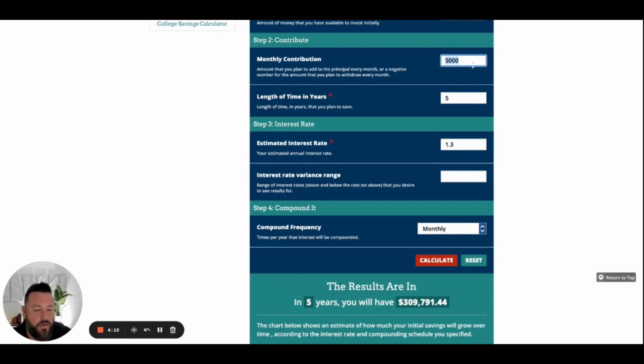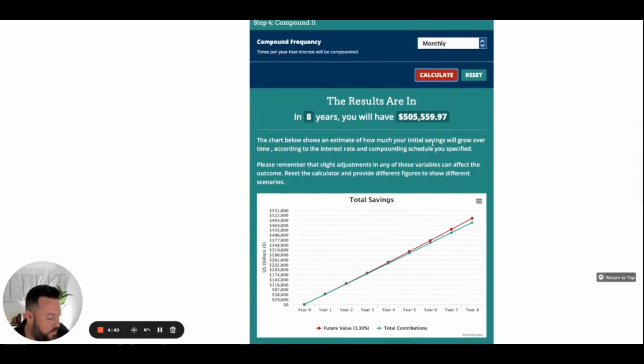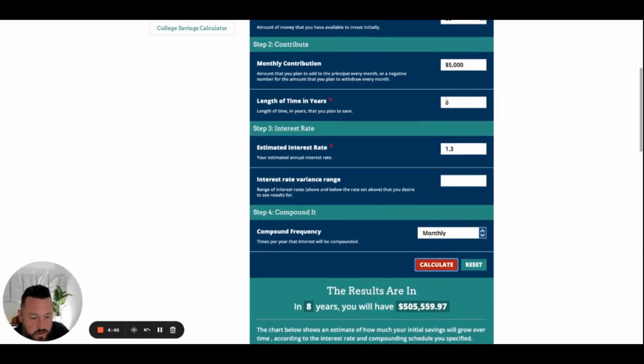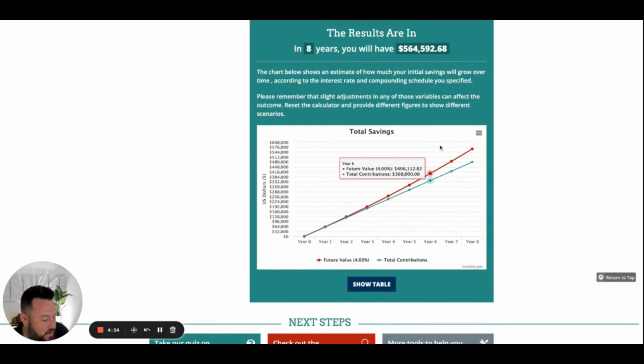Okay, now let's look at the difference for 8 years. Let's stay on 5,000 since it's already there. At 1.3%, we're at 8 years. This person would have had $505,000 under the old rules if they could stay 8 years. Now, this person at 4% will have $565,000.